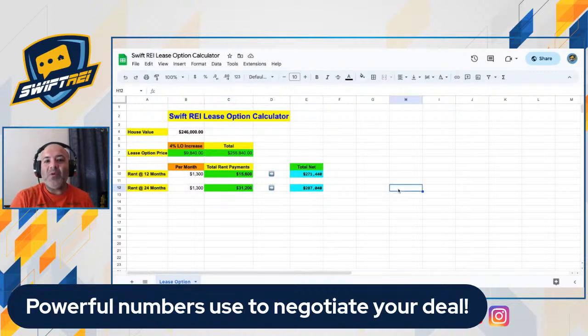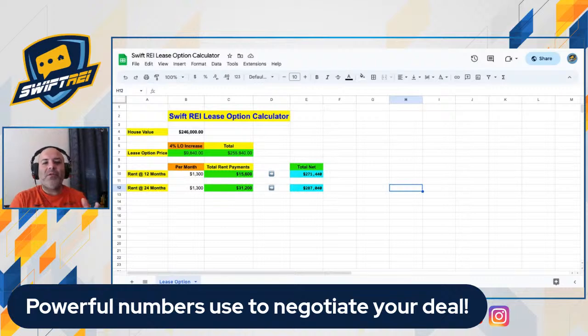$287,000. So when they're wanting $252,000 for their property, you're going to net them $287,000 if they have the time to wait. Now, this is huge. It's all in the numbers. It's a powerful negotiation tool. And I use this all the time in my lease option deals.